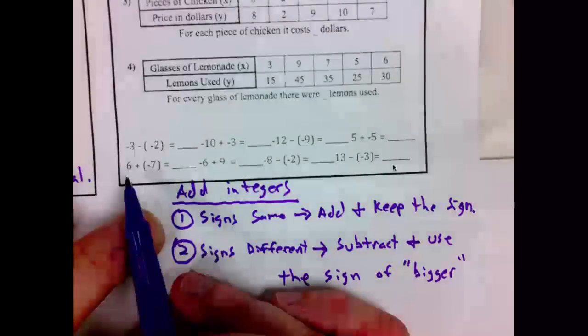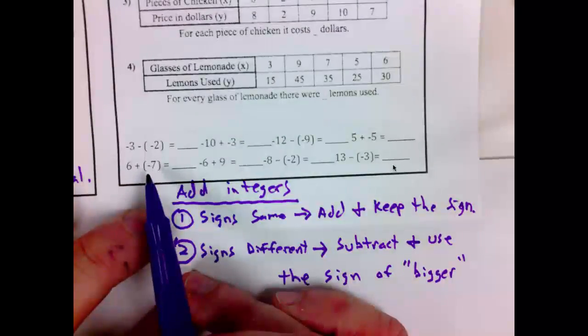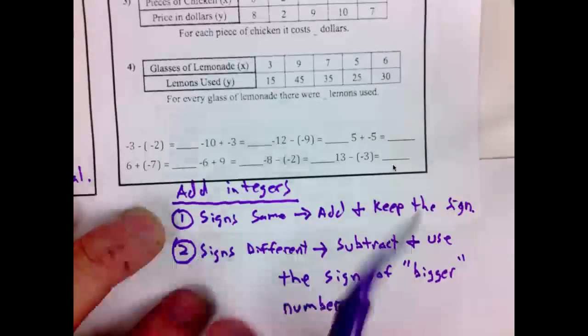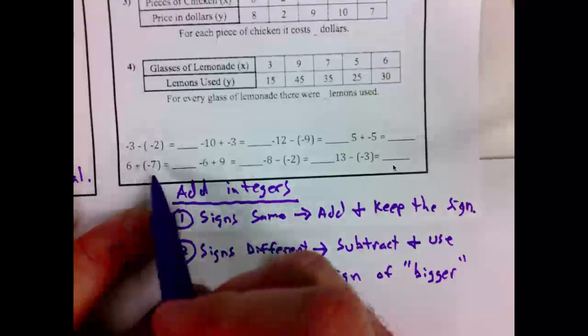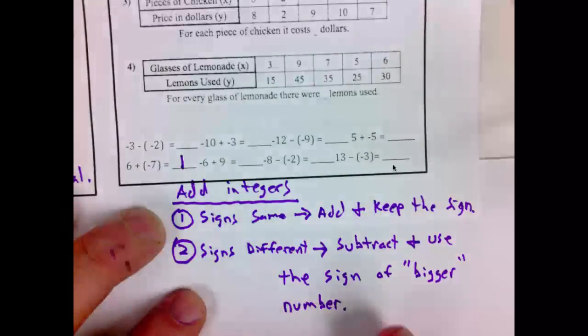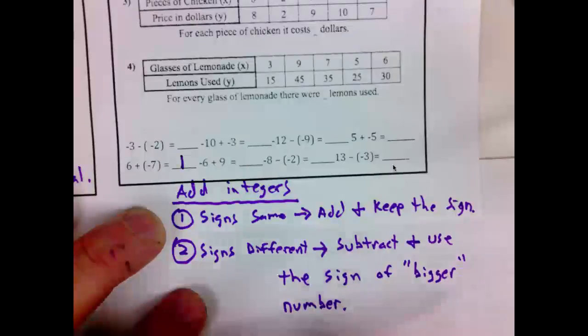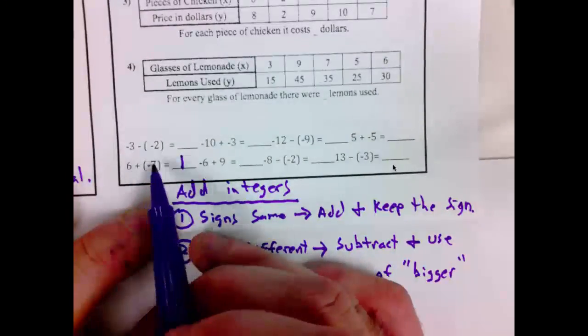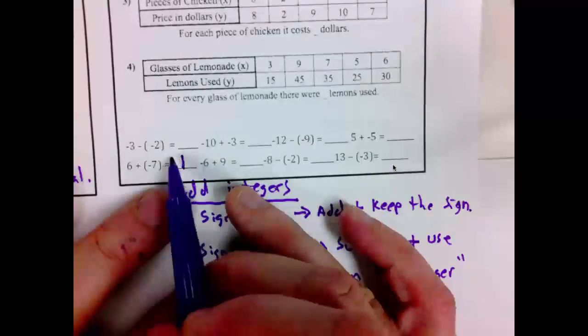I'm looking at this one, 6 plus negative 7. We can see that we have an addition, and we can also see that the signs are different. When the signs are different, we subtract. That is, what is 7 minus 6? Well, 7 minus 6 is 1. Use the sign of the bigger number. That is, do we have more negatives or positives here? There is one more negative than positive, so our result needs to be negative 1.